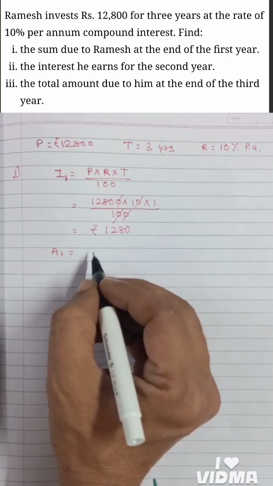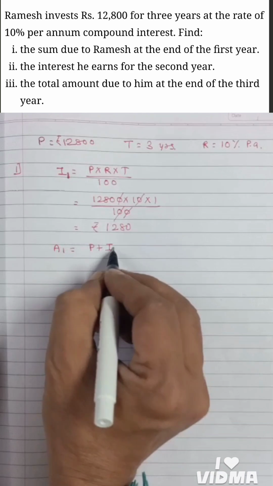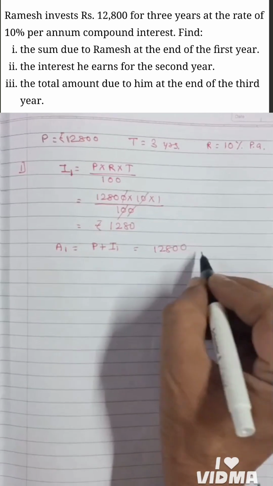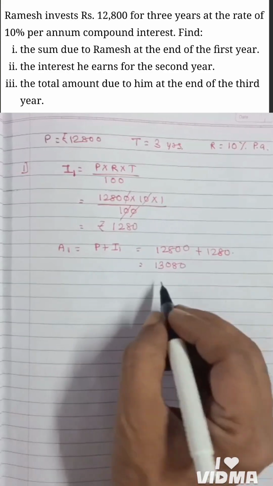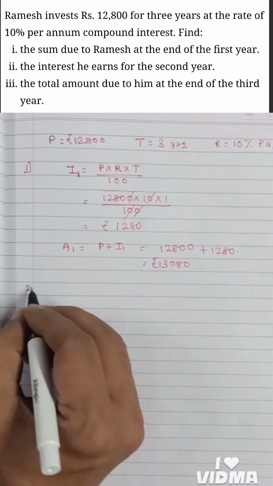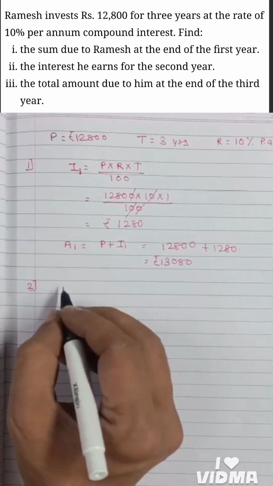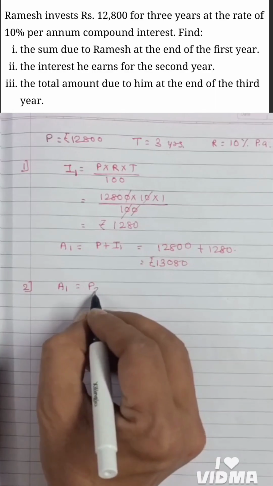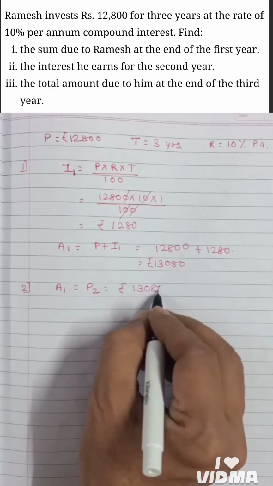So amount at the end of the first year is principal plus interest of the first year. So that is 12,800 plus 1,280, that is 13,080. Now the second part, the question is the interest he earns for the second year. So just remember, the amount for the first year is the same as the principal for the second year. So that we already know, that is 13,080.